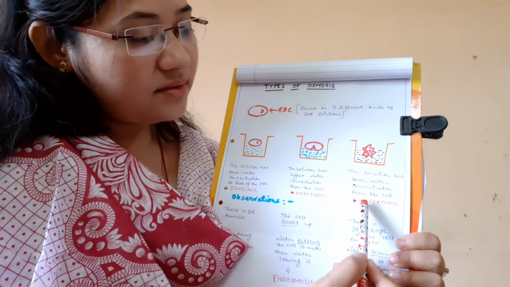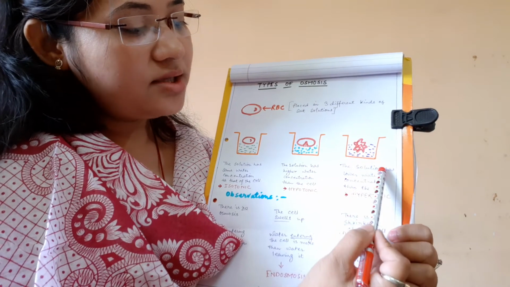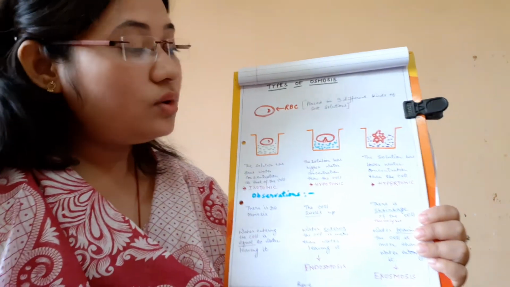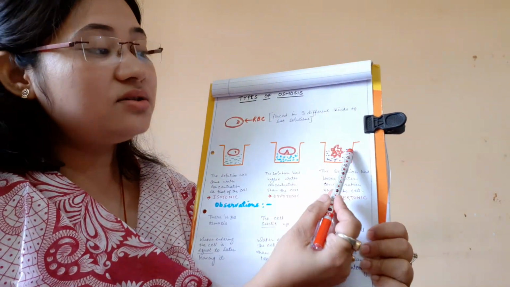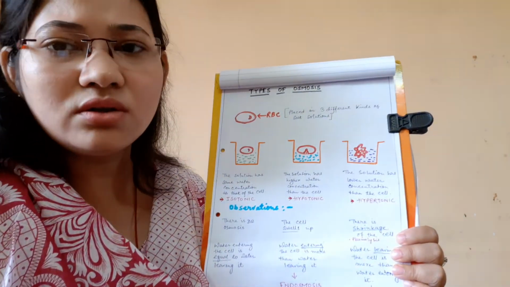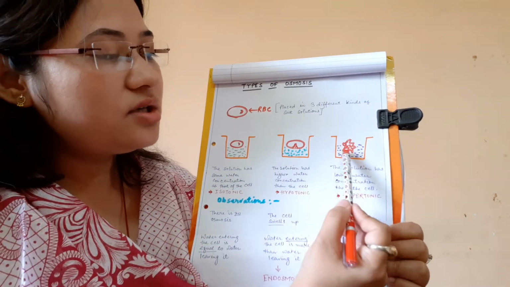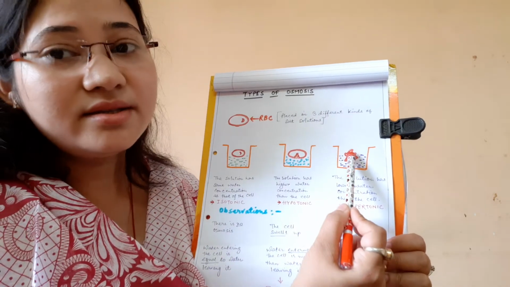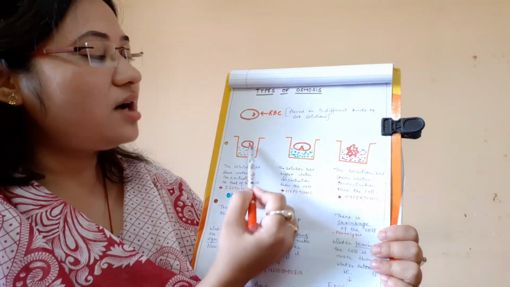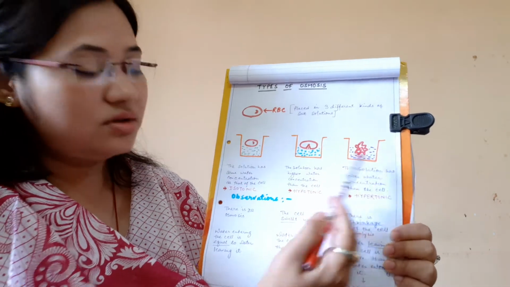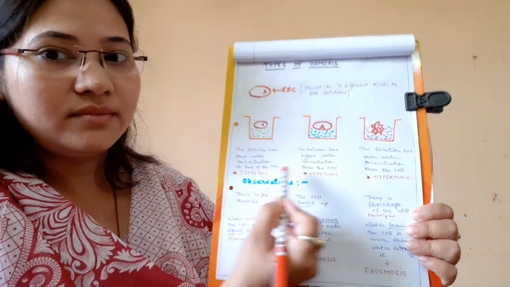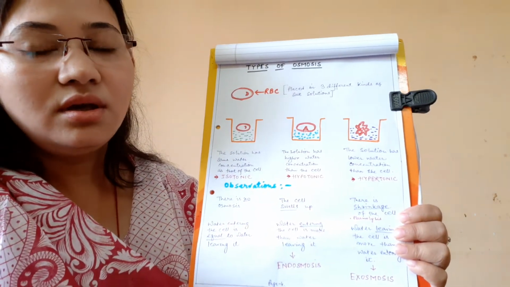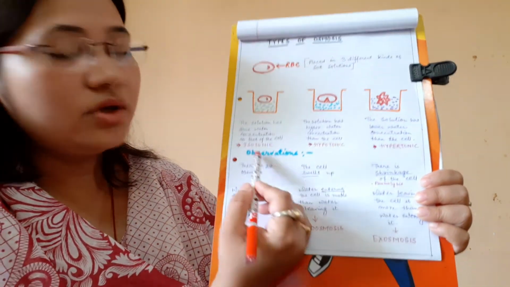In the third case, we have taken a solution that has lower water concentration than the cell. Lower water concentration means it is a concentrated solution, maybe of salt or sugar. So the concentration of water in this external medium is less than the cell. So we will keep this RBC in these three types of solution: isotonic, hypotonic and hypertonic solutions. After 1 or 2 hours, let us see what we will observe.